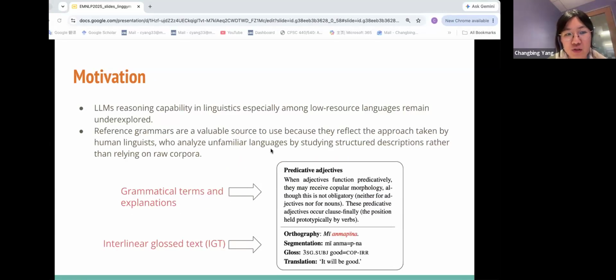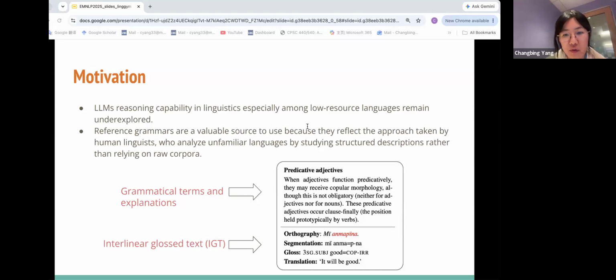And let's get back to our paper. The motivation is that researchers have been interested in what large language models can do, but their potential in linguistics, especially for low resource languages, hasn't been explored very much. To find out how well those models can actually understand such languages, we turn to reference grammar.